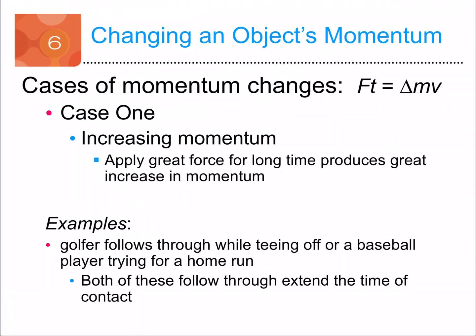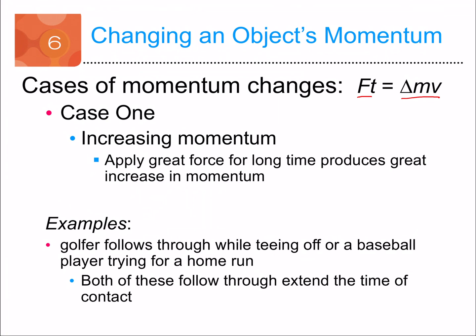We're picking up back in Chapter 6, Part 3, and this starts with the 3 different cases of changing an object's momentum. Case 1 deals with increasing the momentum, and one way we can do this is apply a great force for a long time. That's going to produce an increase in momentum, because as you can see by this formula, they're directly proportional to one another. Examples would be both either a person playing golf or a person playing baseball.